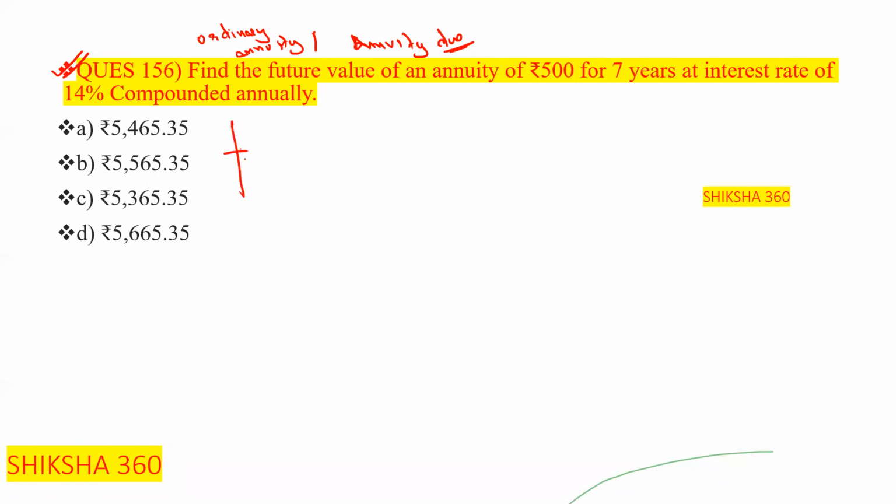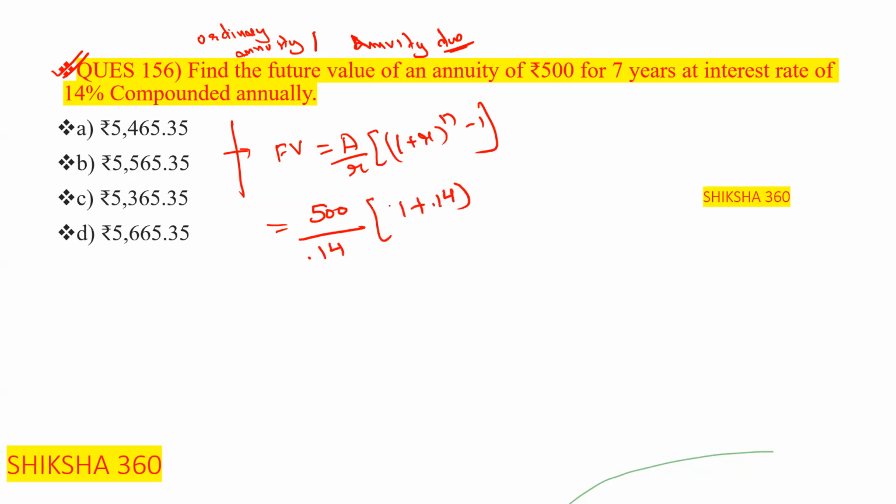Now next, what is the formula for the future value of the ordinary annuity? That is A upon R into (1 plus R) power n minus 1. This is the formula. What is the value of A here? 500. R here is 14%, that is 0.14. So 1 plus 0.14 power 7, n is 7, minus 1. We have to solve this.